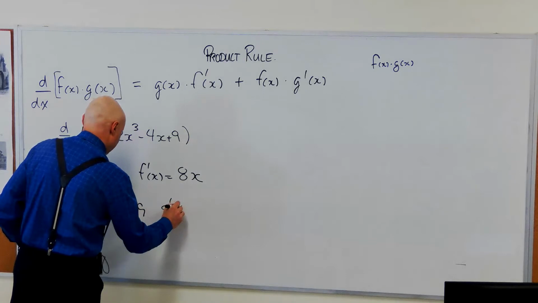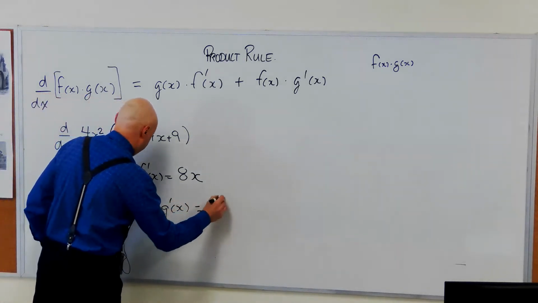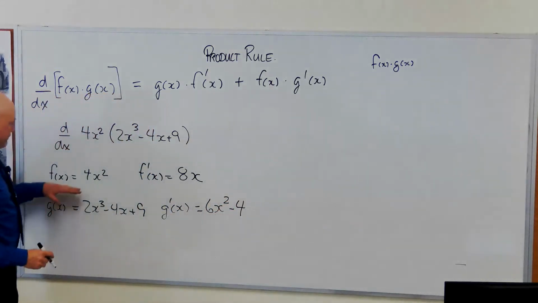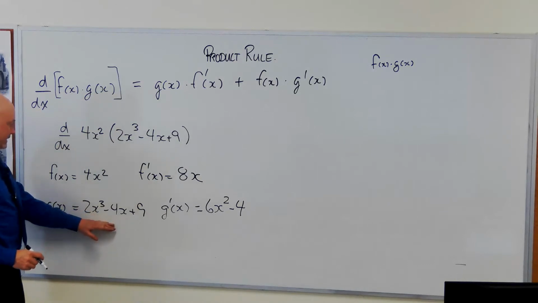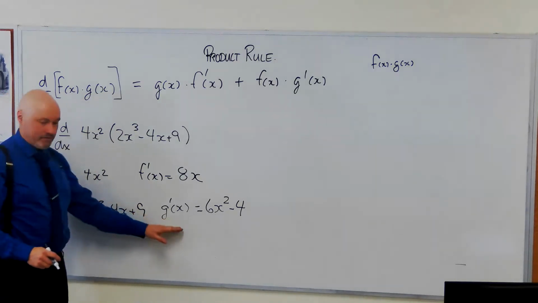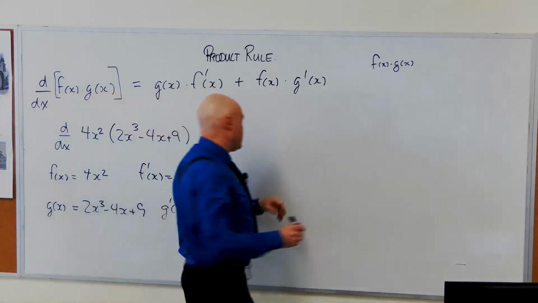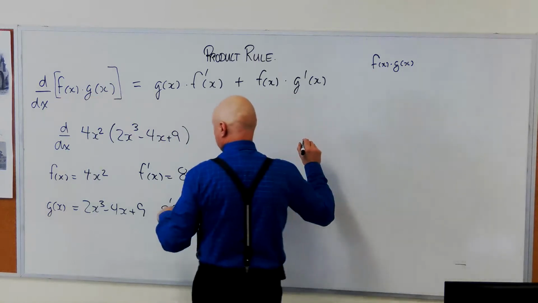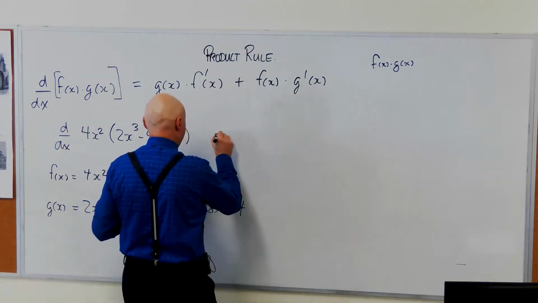G primed at x is equal to 6x squared minus 4. Okay, so I have the derivative of the first, I have the second, I have the first, and I have the derivative of the second. So I can now just put it into that formula. So I sing the beautiful song in my head and put it out. Yeah, so there we go.